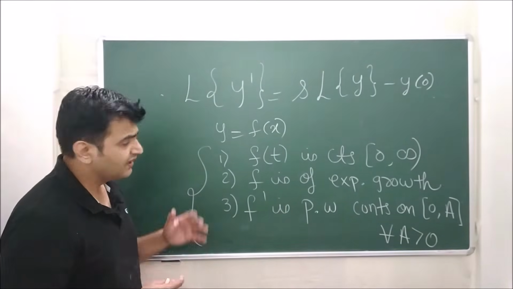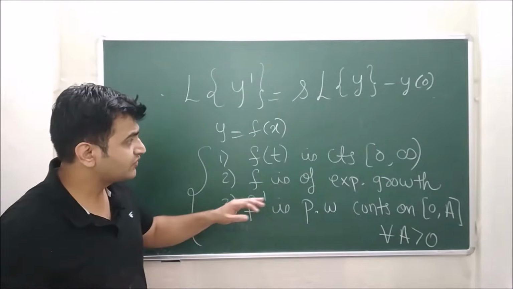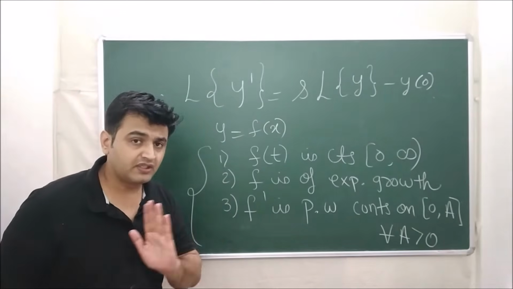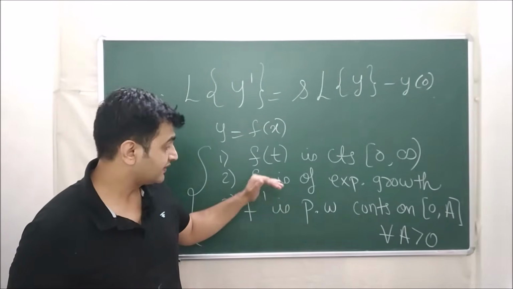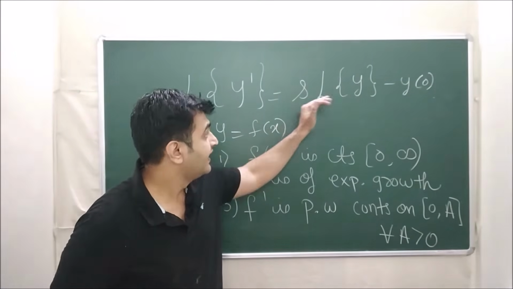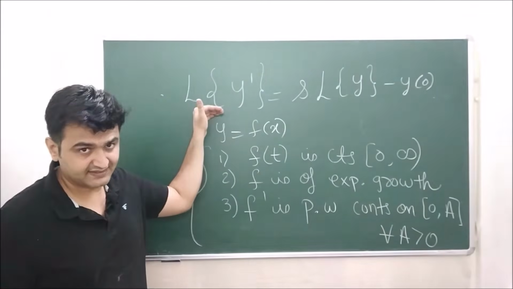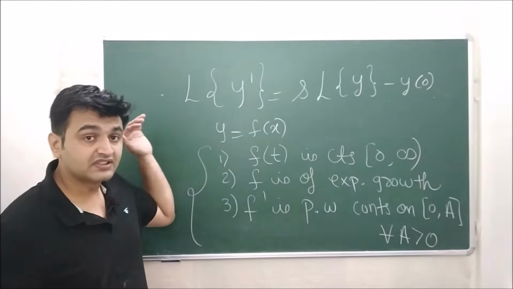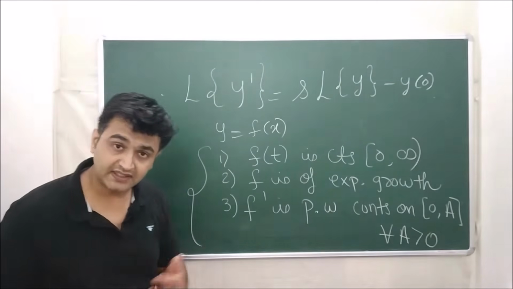Well, why do we need this? We are assuming this so as to make sure this thing exists. Because of these conditions, as we saw in the existence theorem session, my Laplace exists and hence this exists and hence this exists. So just for the existence of this we are assuming these conditions. Okay, so this is how you define Laplace transform of a single derivative.